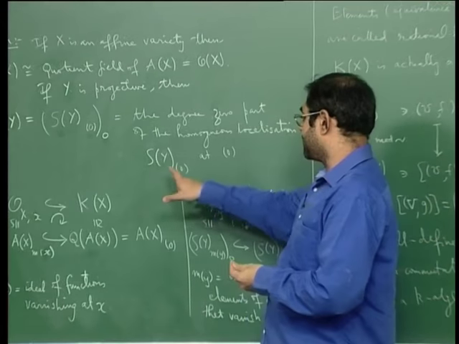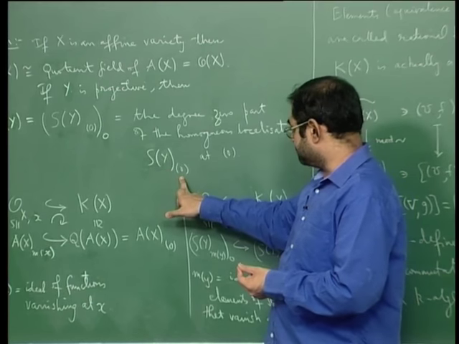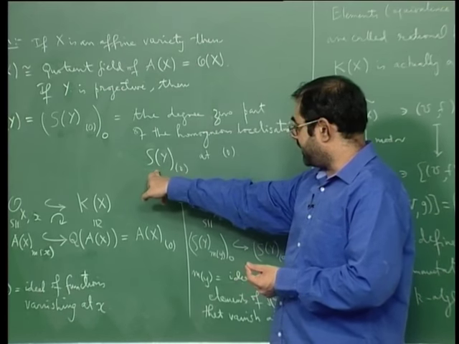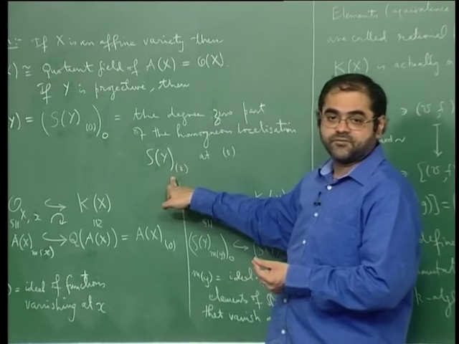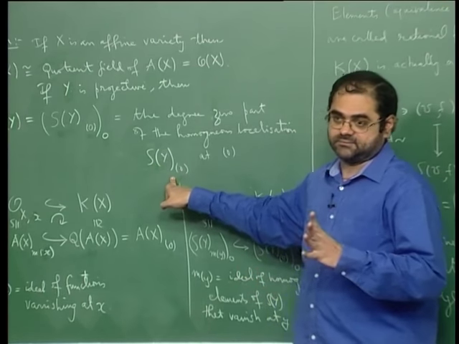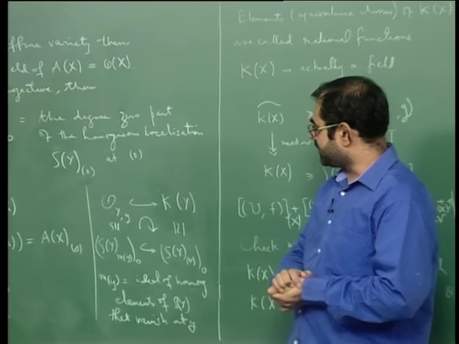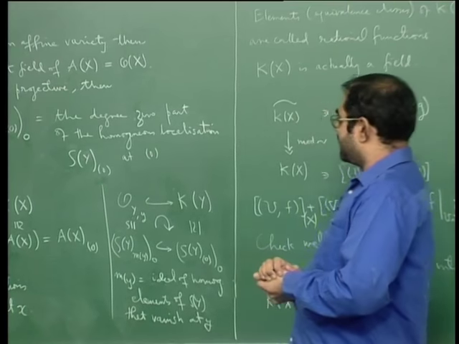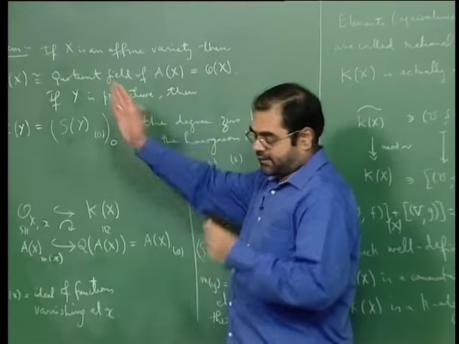And of course, S(Y) localized at 0, being a homogeneous localization, will have a gradation, and we take the degree 0 part of that. If you take the degree 0 part, you get a field. I'll explain more about this soon. But this is the point.